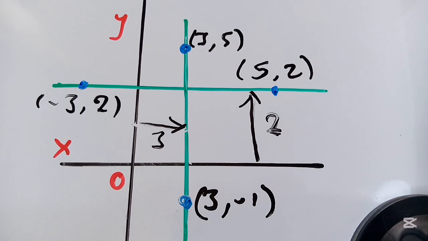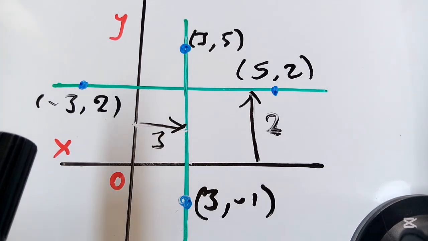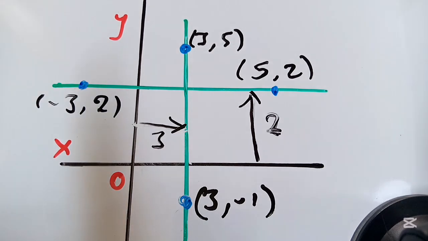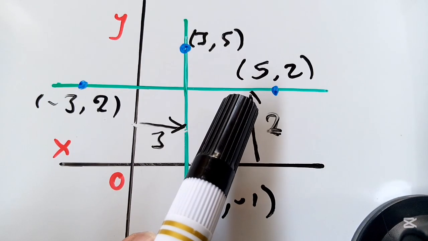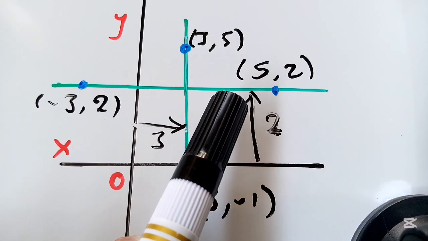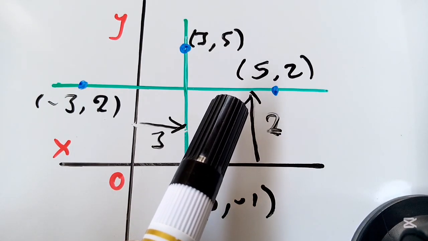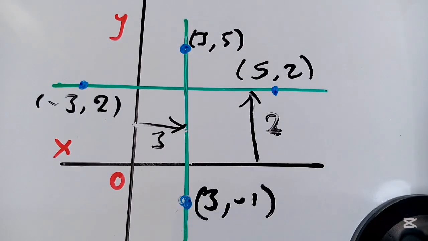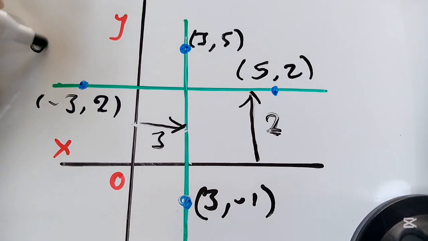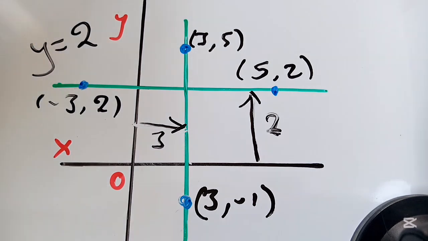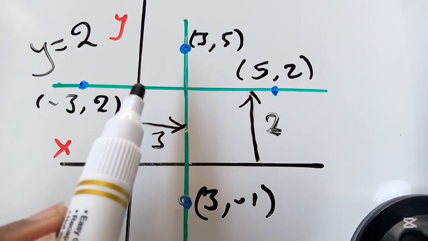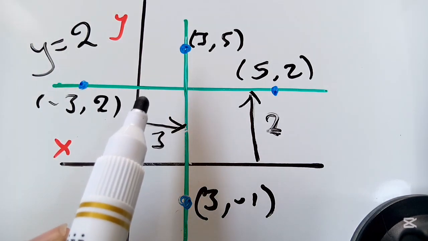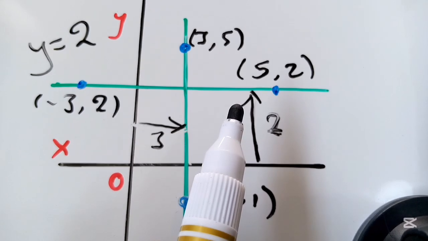Now, what if they ask us to find the equation of a line parallel to the x-axis? The first thing you just have to note, a line which is parallel to the x-axis, the value of y is going to be the equation. So the equation of this line is y is equal to 2, because it is cutting the y-axis at 2. So that's the equation of this line.